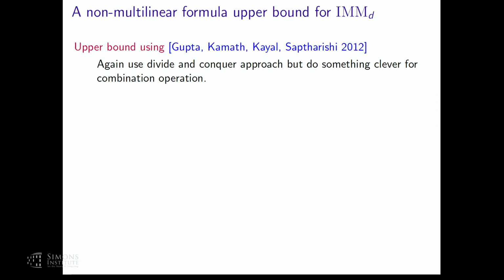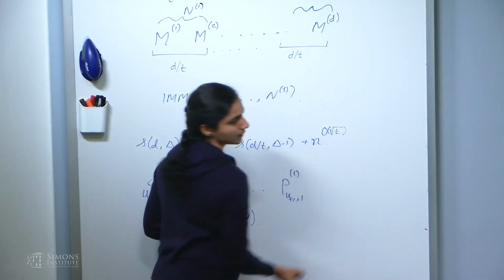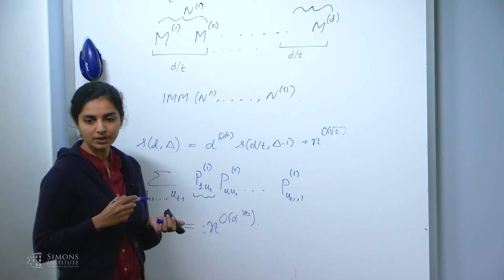We use the same divide and conquer strategy that I talked about over here. It's exactly the same sort of strategy, except for this outer IMM, instead of doing this kind of brute force 2 to the t approach, we say that this IMM could be written by a sigma pi sigma depth 3 circuit that has size n to the square root t. So this is what their upper bound tells us.